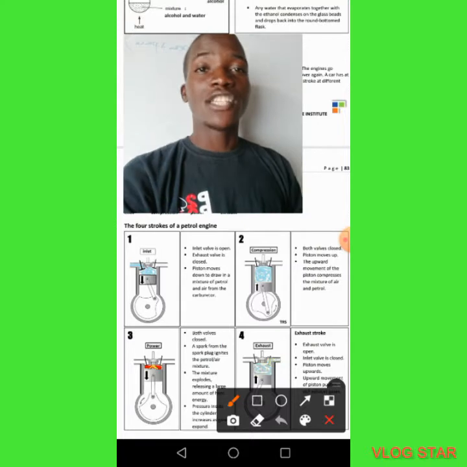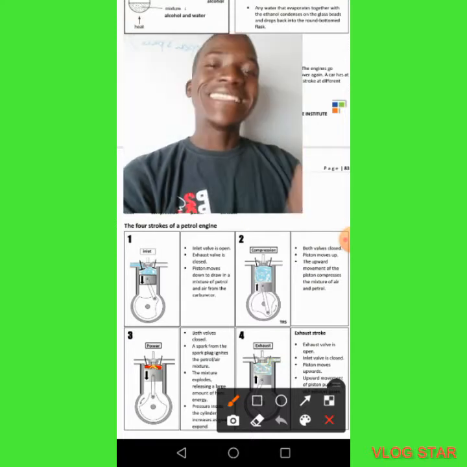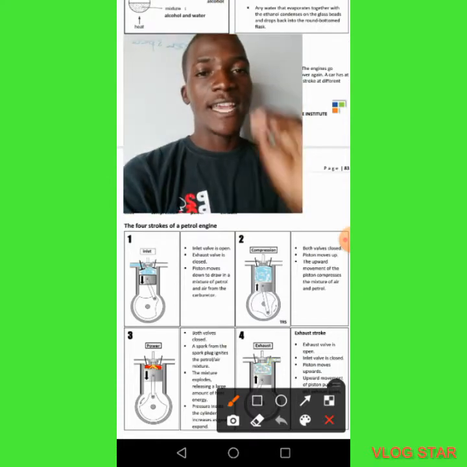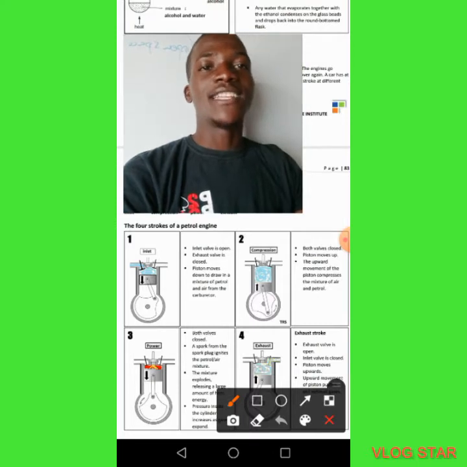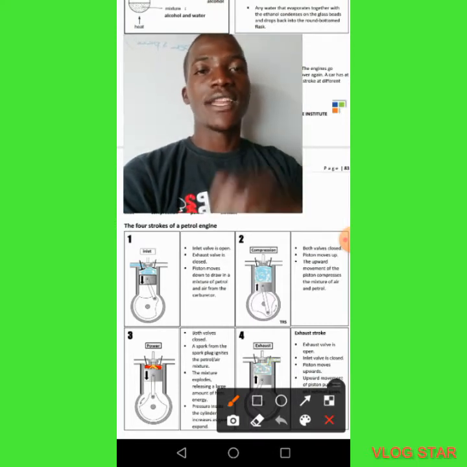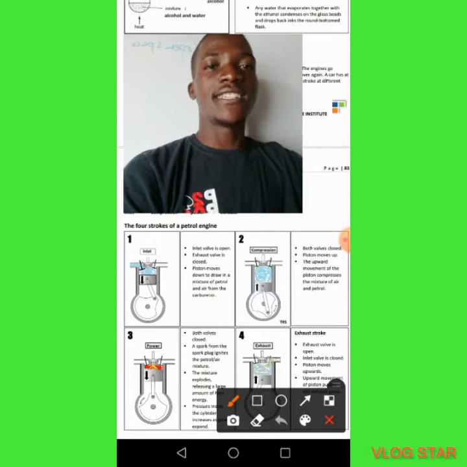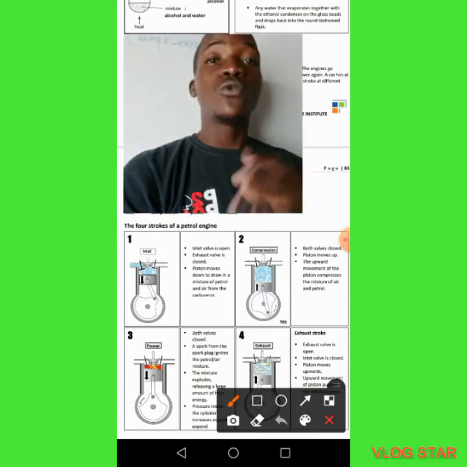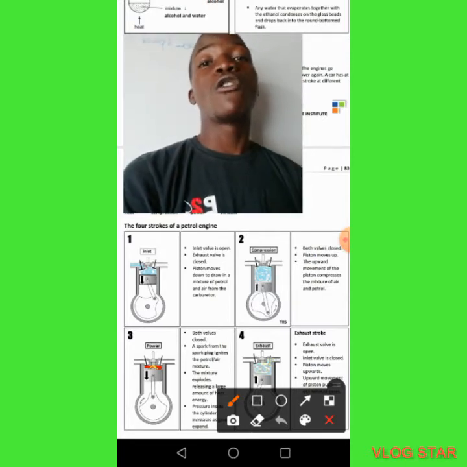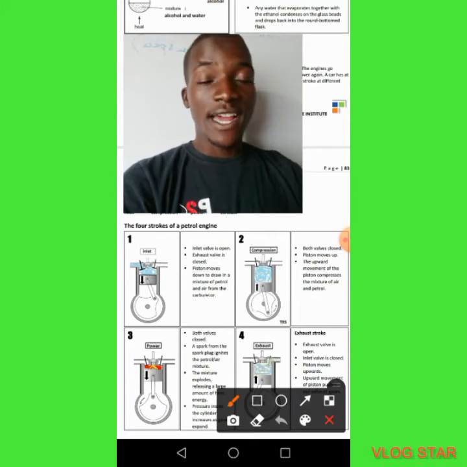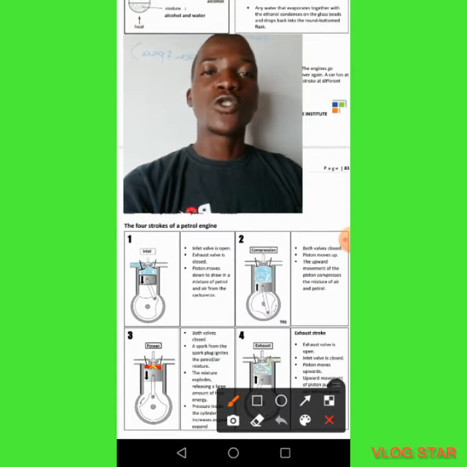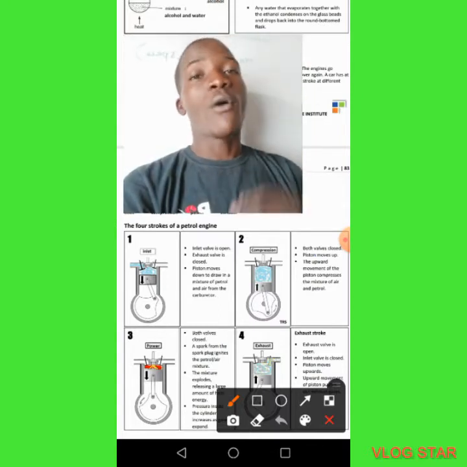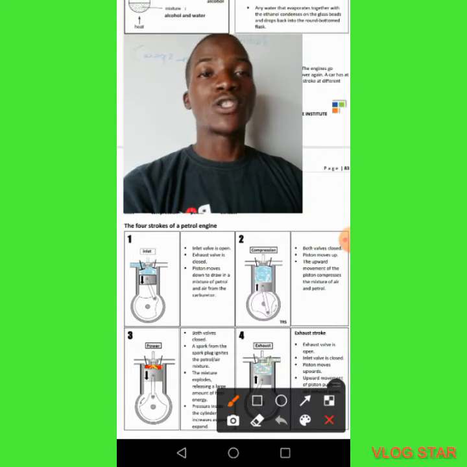So I'm going to explain what we call fuel engines. Fuel engines are characterized by converting chemical energy into heat and kinetic energy. I'm going to look at a four-stroke petrol engine. In our next lesson, we're going to talk about a four-stroke diesel engine, but today we're going to talk about the four-stroke petrol engine.